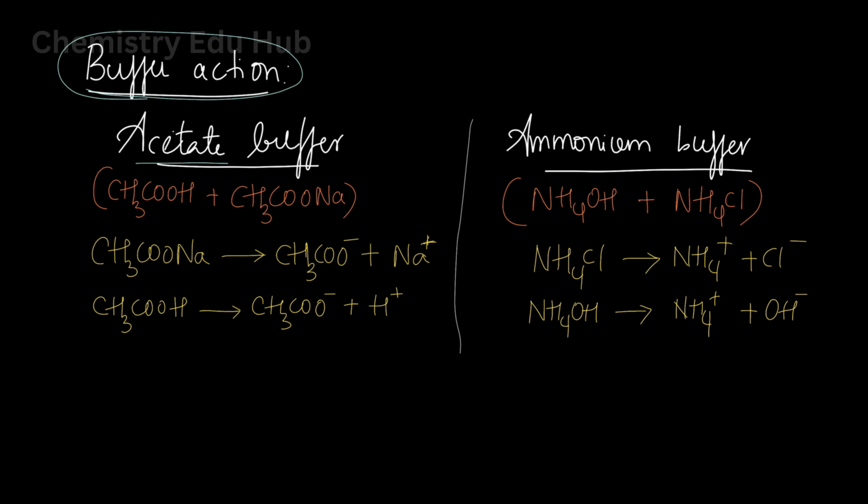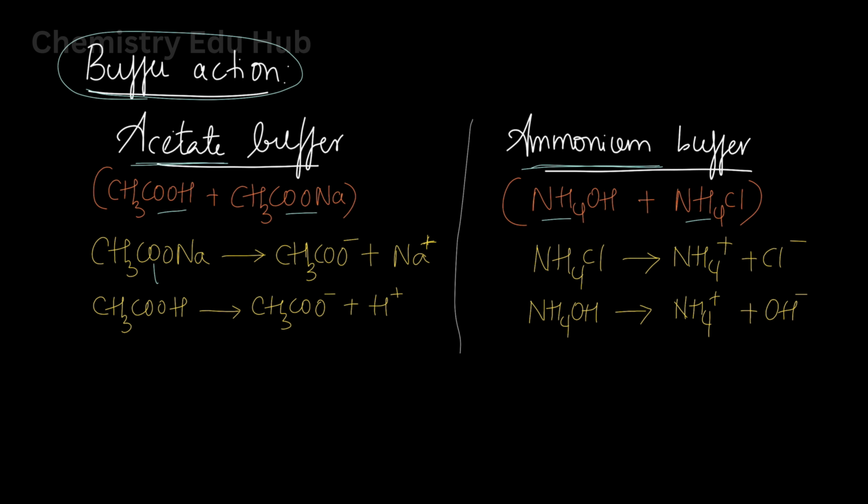So acetate buffer is the acid buffer, ammonium buffer is the basic buffer. We are taking two different buffers for the comparison. Acetate buffer is nothing but acetic acid with sodium acetate, and ammonium buffer is ammonium hydroxide with ammonium chloride. Now how does this work?